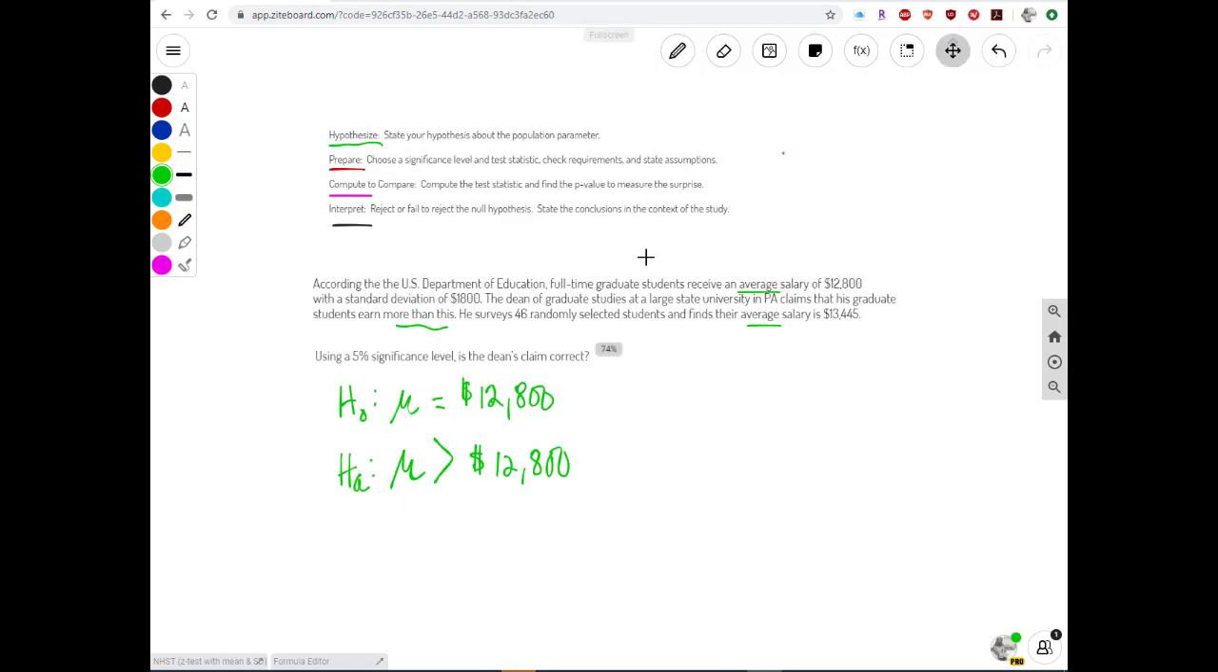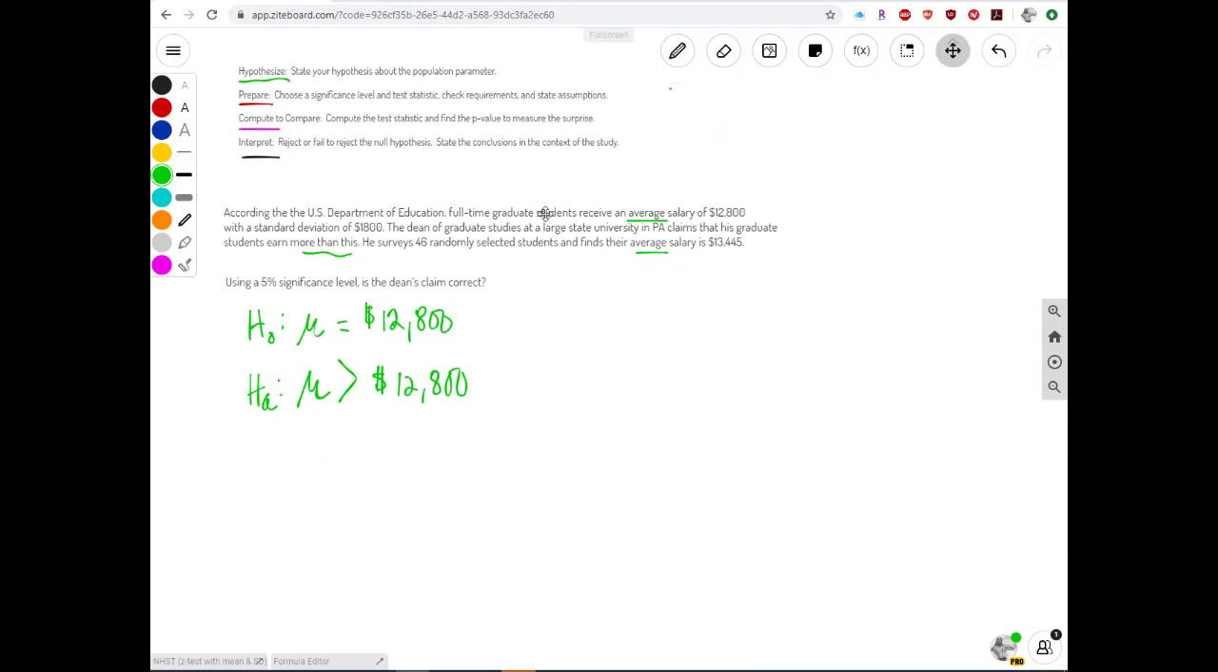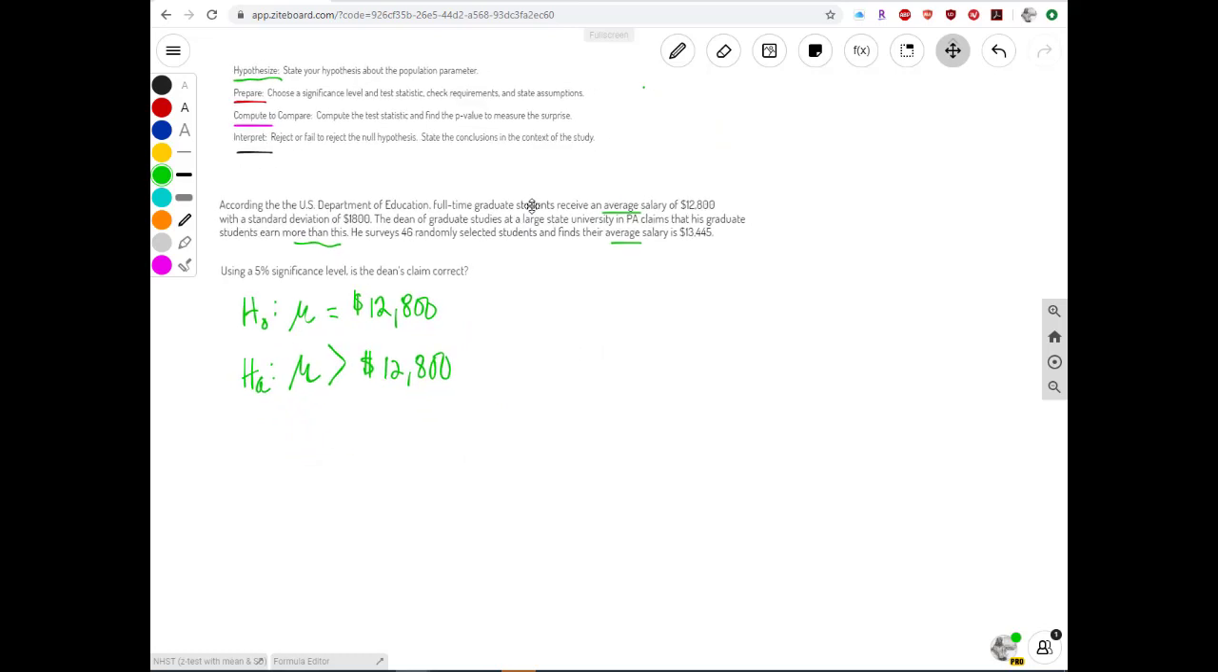So now let's make a little bit of room and we'll start the prepare phase. Now remember, the prepare phase takes a while to do. Let's see, I'm going to go ahead and make my pencil red, and I'm going to put everything that we're doing in the prepare phase in red. So here in the prepare phase, we're going to choose a significance level and the test statistic, check the requirements, all that good stuff. Okay, so the significance level has been given to us already. The problem asks that we use a 5% significance level. So I'm going to have my alpha at 0.05.